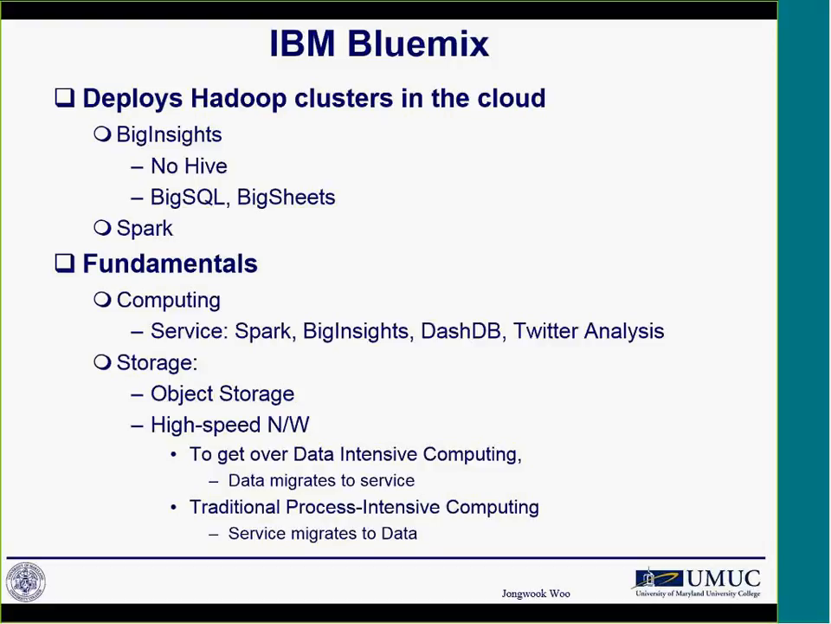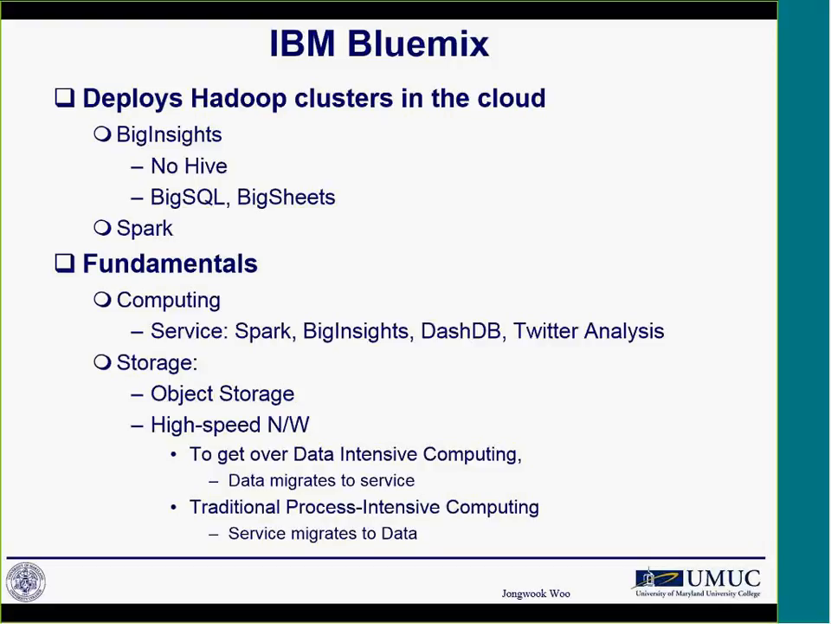For storage, they have a separate storage called the object storage that uses a high-speed network. That is to get over data-intensive computing. Hadoop is actually data-intensive computing, where the service goes to the data. But traditional process-intensive computing is actually to move data to service.